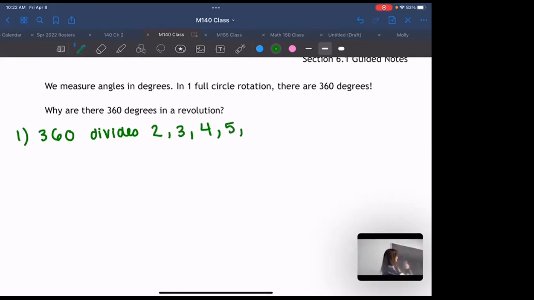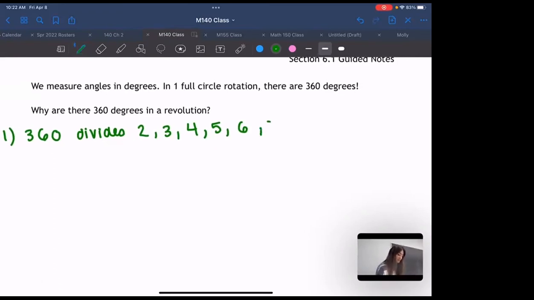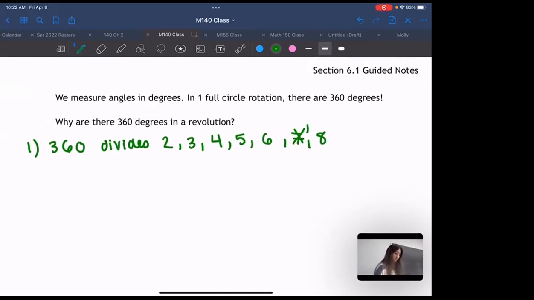You can check this in your calculator. It's also divisible by 6. Okay. Not divisible by 7, okay? Divisible by 8, 9, 10. I don't know if it's divisible by 11. Let me just check. What's 360 divided by 11? No, but it is divisible by 12, right?